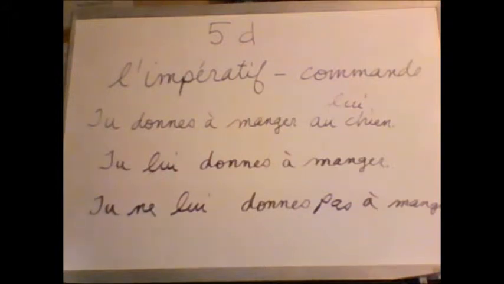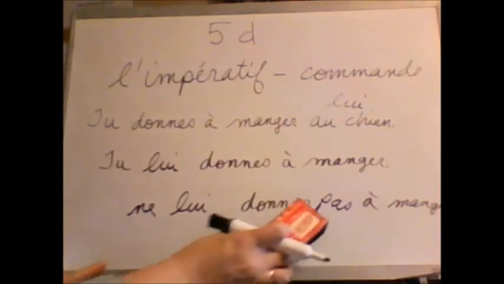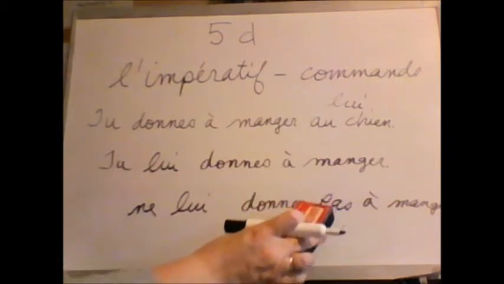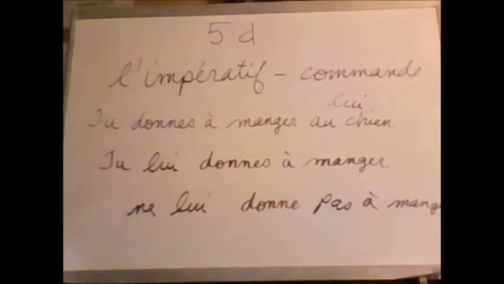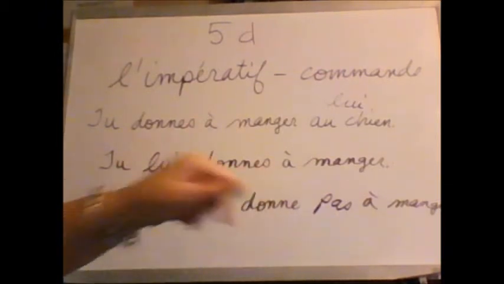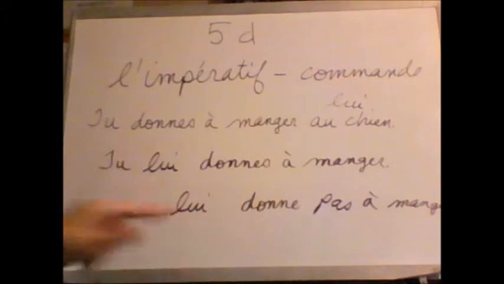All right? So if we want to use the command form, we need to drop this tu, because we don't need it when we're just going to say give him something to eat. And there's one more thing that we have to do. With regular ER verbs, we drop the S on the tu form. I don't know if you remember that little rule or not, but you have to. And then that leaves us with a negative command. Ne lui donne pas à manger. Don't give him something to eat. Okay? Just like before, we're just going to take off the tu, and this word order stays the same.